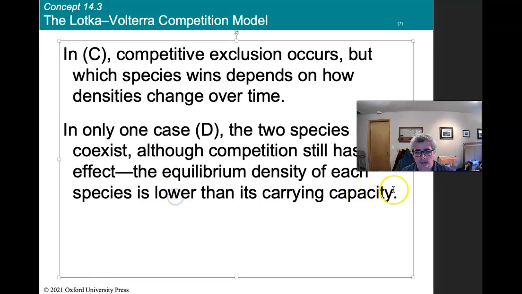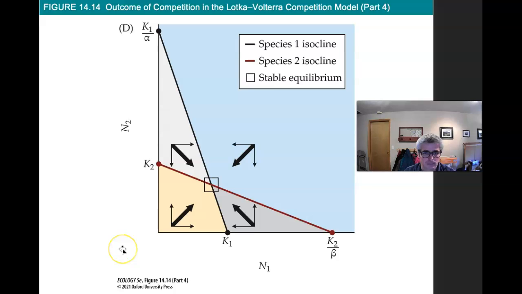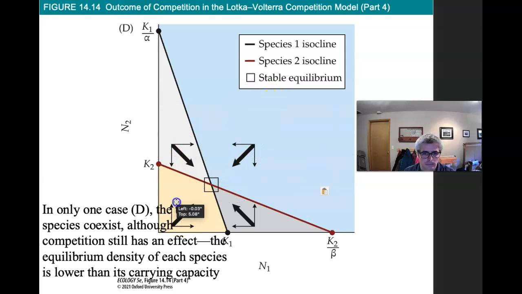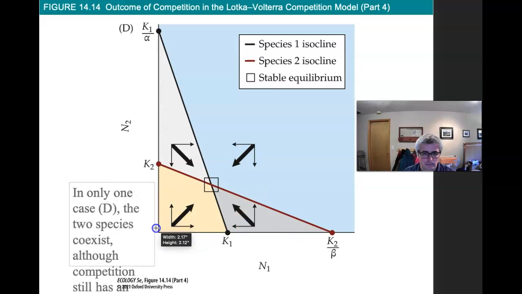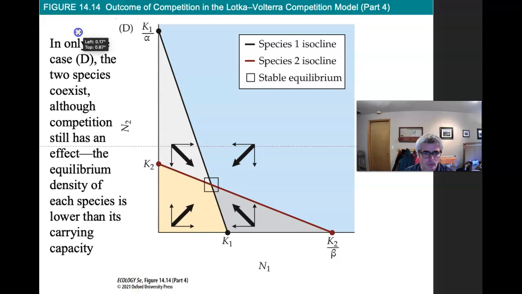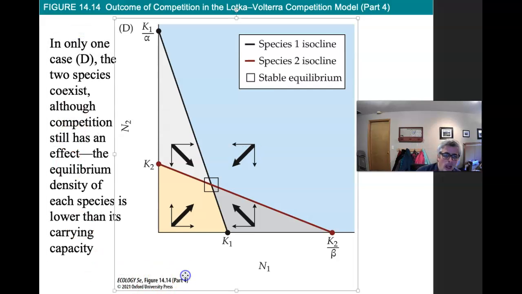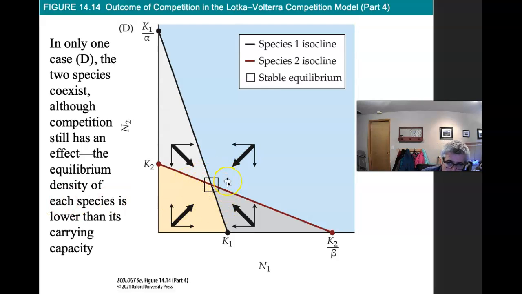Let me copy the text from this and drop it on number D here. There we go. Okay. So now here we have a slightly different interaction. So here we are able to come up to a happy medium where we've got our isocline for species 1 and our isocline for species 2.